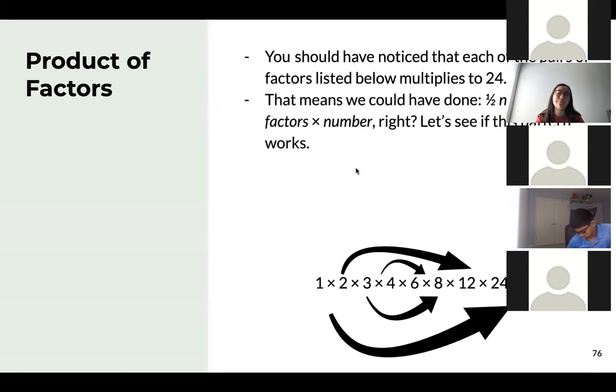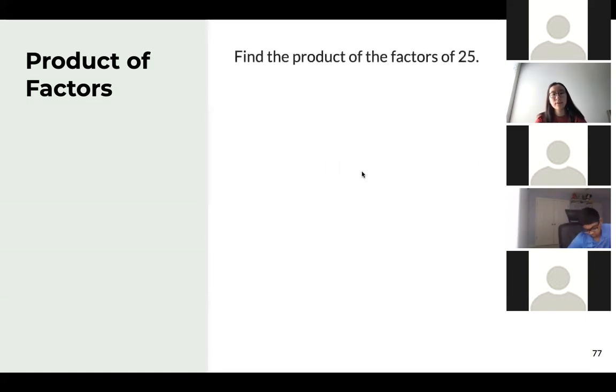And so doesn't that mean, since they're in pairs, we could have done 1/2 times the number of factors times the number? So let's try that out. So find the product of the factors of 25. You can go ahead and do this manually.